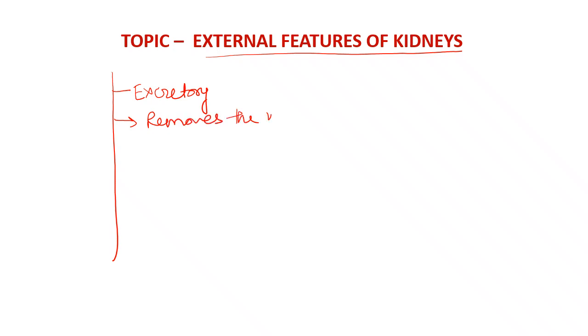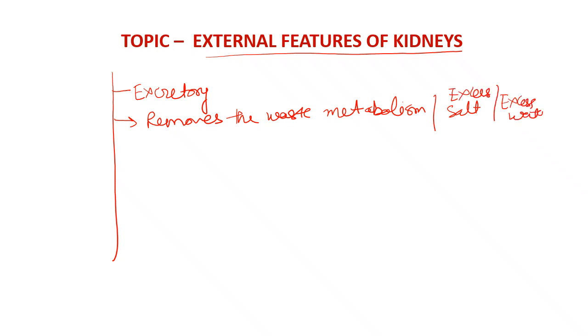External features of the kidney. Kidney is a part of the excretory system. It removes the waste of metabolism, excess salt, and excess water, and helps in maintaining pH.